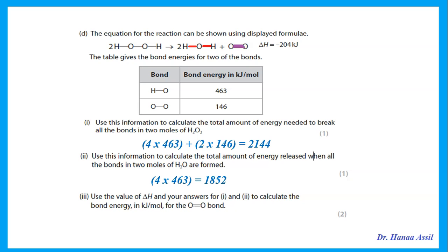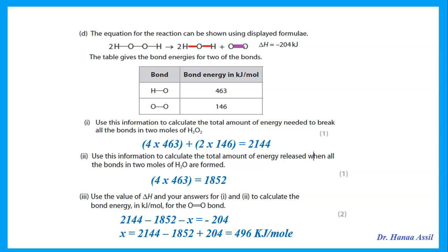to calculate the O double bond O bond. We don't know the bond energy for the O double bond O. So the delta H is the total of reactants minus products. So reactants minus products is equal to minus 204. That means we can get X by rearrangement. X comes to be 496 kilojoules per mole.